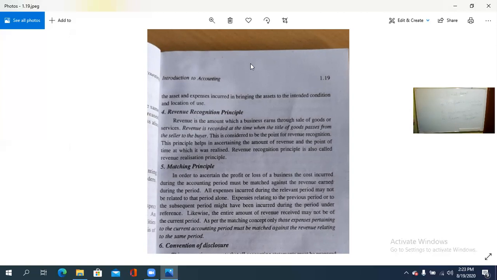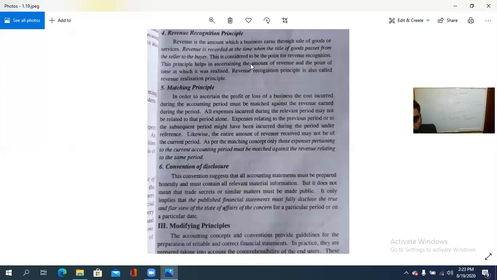So this is the fourth one, revenue realization or recognition principle. That is generating revenue. That is passing the ownership of goods from the owner to the buyer. അതാണ് എന്തെന്ന് പറയുന്നത് റവന്യൂ എന്ന് പറയുന്നത്. അപ്പൊ ആ റവന്യൂവിന്റെ റിയലൈസിംഗ് generating ആ principle ആണ് under the fourth one. And then matching principle. In order to ascertain the profit or loss of a business, the fifth one is the matching principle.